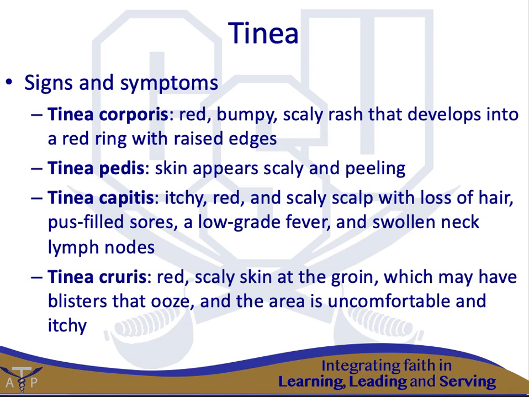For tinea capitis, the skin may be itchy and appear red and scaly, with loss of hair and pus-filled sores at the infected area. The athlete may also have a low-grade fever with swollen neck lymph nodes. Lastly, tinea cruris appears as red, scaly skin at the groin, which may have blisters that ooze. This is very uncomfortable and itchy for the patient.